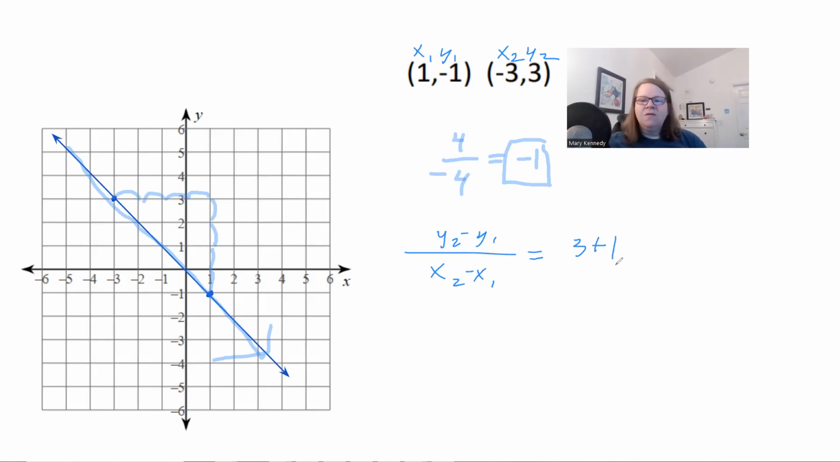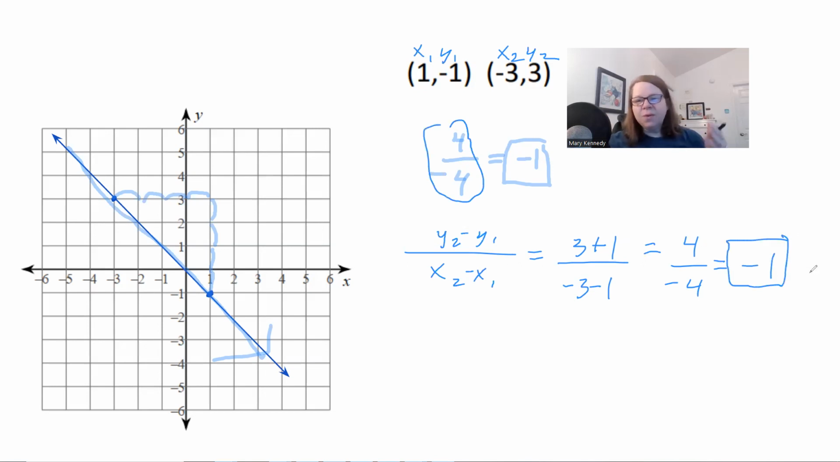And then over the x. So the second x is -3 minus, and then a 1. Okay. So 3 plus 1 is 4. -3 minus 1 is -4. Looks familiar, right? That's exactly what we had here. And 4 divided by -4 is -1. So 2 different ways to get the same outcome, same answer, because the slope of these 2 points is a -1 slope. All right. I hope that helps.